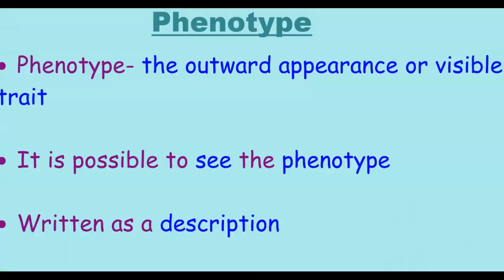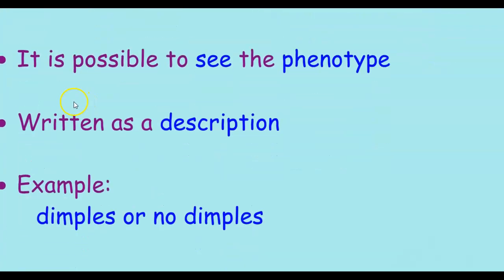Phenotype is what you actually see, the outward appearance. The trait is written as a description. For example, in the case of this trait, dimples or no dimples. And dimples was a dominant trait.